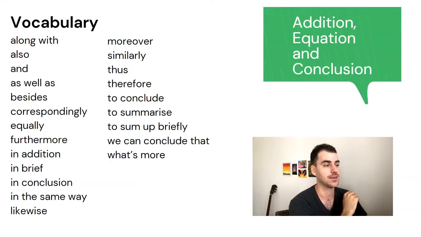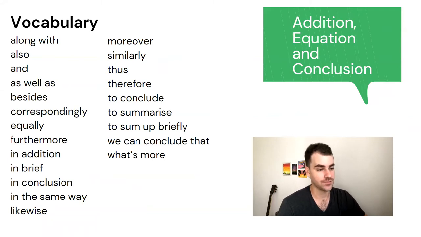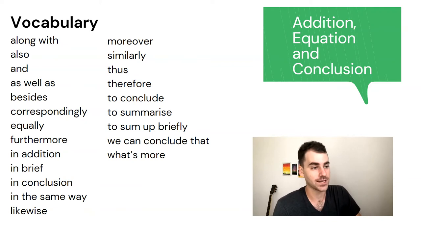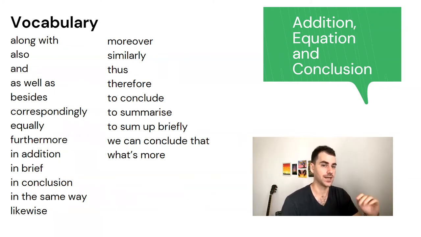So let's begin. These are all of the words we're going to be learning today. And some of them are phrases and not words, but I'm just going to read them all and you can follow along. And this would also be a good time to write these in a notebook because we're going to need these words later on. So along with, also, and, as well as, besides, correspondingly, equally, furthermore, in addition, in brief, in conclusion, in the same way, likewise, moreover, similarly, thus, therefore, to conclude, to summarize, to sum up, briefly, we can conclude that, what's more. All of these words can be used for one of the three functions: addition, equation, or conclusion. So if you haven't written these words down, please pause the video and do that.